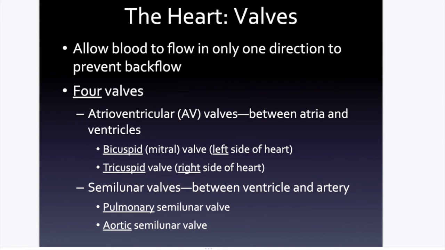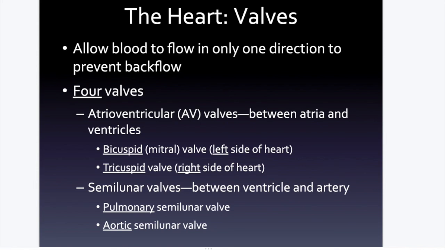Okay, and then if we look at the valves of our heart, which we went over in that diagram, the purpose of them is to keep blood flowing in one direction only, and to keep blood from flowing backwards inside the heart. So again, we do have 4 valves. You have 2 atrioventricular or AV valves, one between each atrium and ventricle. The bicuspid or mitral valve is on the left side of the heart between the left atrium and the left ventricle. The tricuspid valve is on the right side of the heart between the right atrium and the right ventricle.